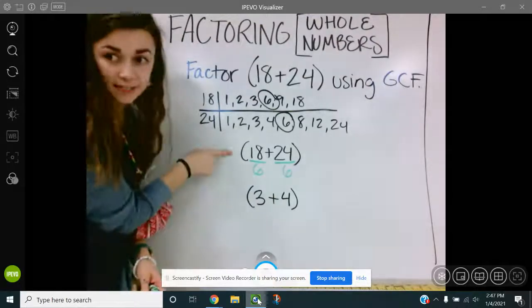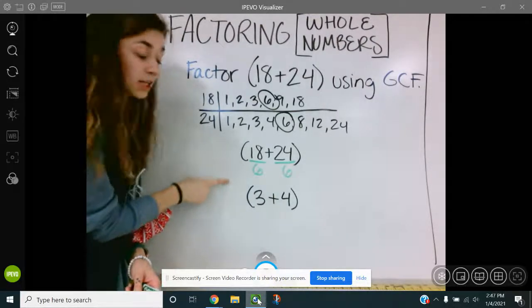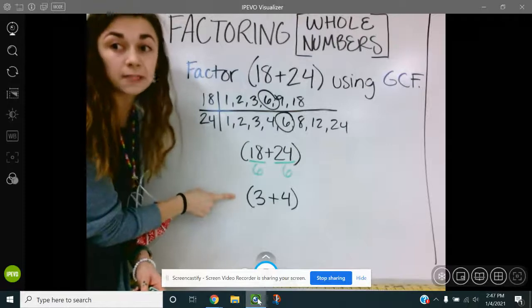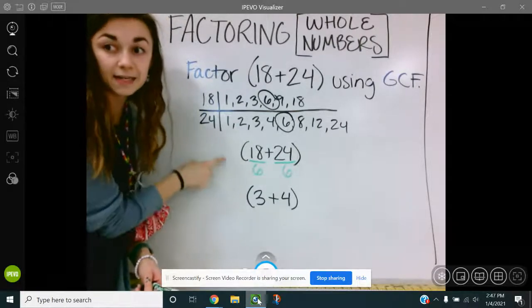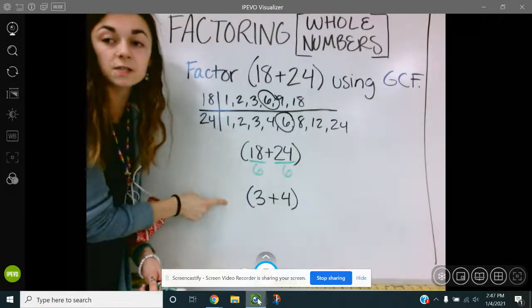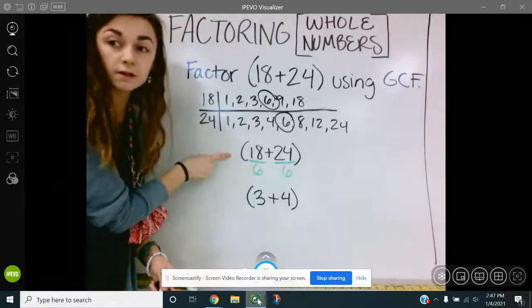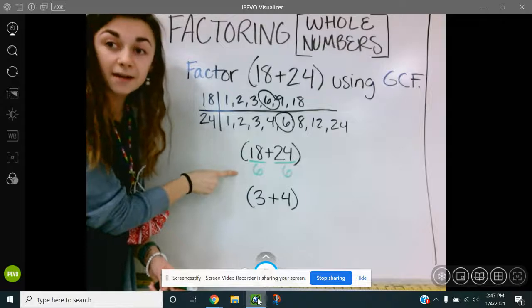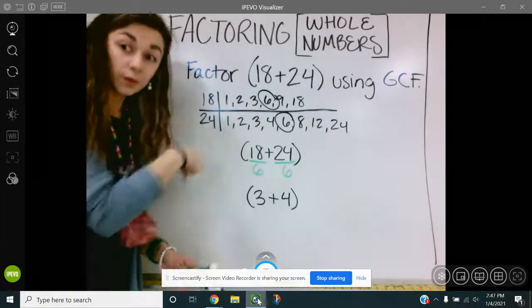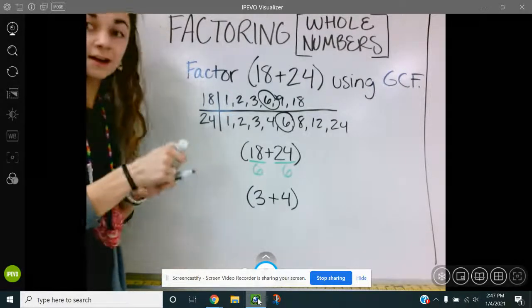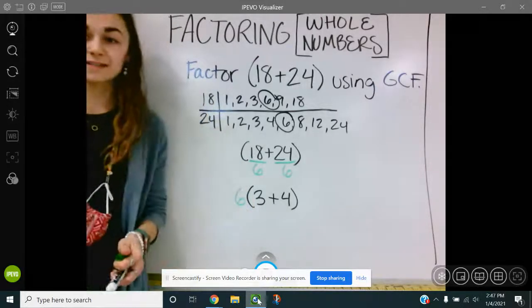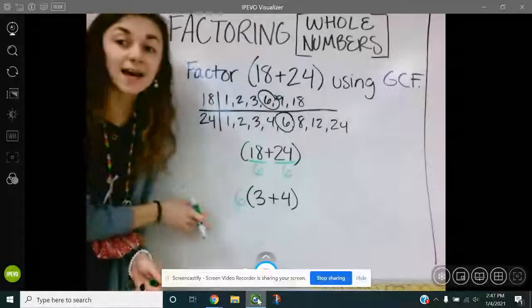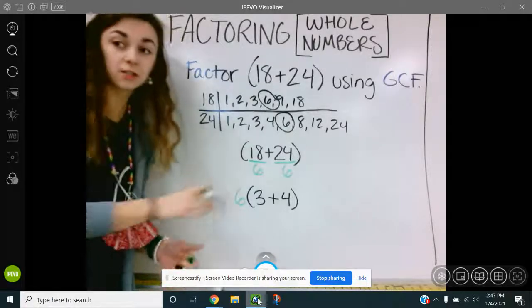However, obviously 18 plus 24 is not the same as 3 plus 4. We need to make sure that these are the same. They need to be equivalent. Our answer needs to be equivalent to what we started with. Since we divided by 6, we need to keep that 6 there, and we are going to multiply by 6. And that is how we factor.